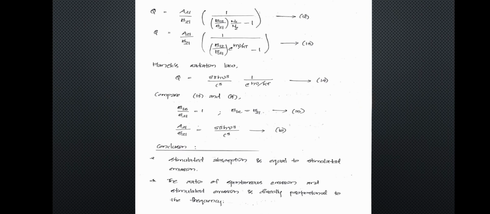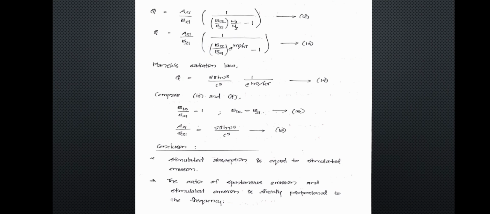So the equation changes to Q is equal to 1 divided by B12 by B21 into N1 by N2 minus 1. Let's substitute the equation N1 by N2 is equal to e raised to h nu divided by kT, and let's mark this as equation 13. Next, let's consider Planck's radiation law. Q is equal to 8 pi h nu cube divided by c cube into 1 divided by e raised to h nu divided by kT minus 1.